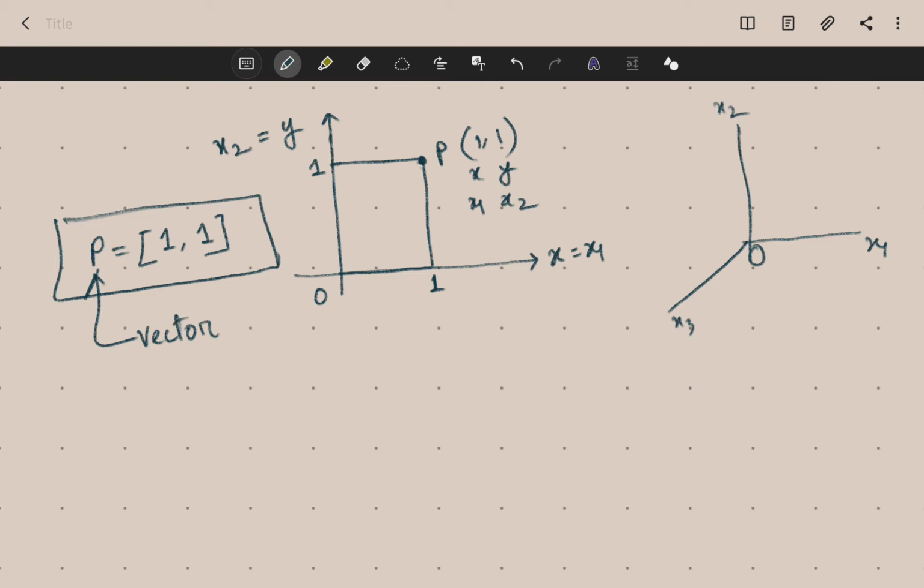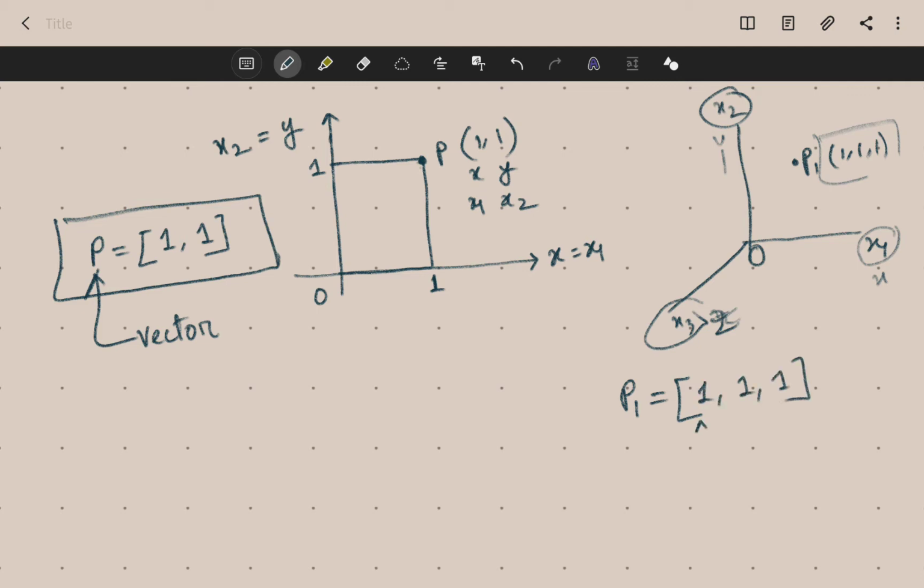Very similarly for the three-dimensional case, if we have a point here, suppose P is (1, 1, 1), because we have three axes over here, one point can be described through three values like x, y and z. Instead of x, y, z, we are calling them x1, x2 and x3. So how can we define this point? You can define this point P as a vector (1, 1, 1). This is our x1 component, this is our x2 component, and this is our x3 component.